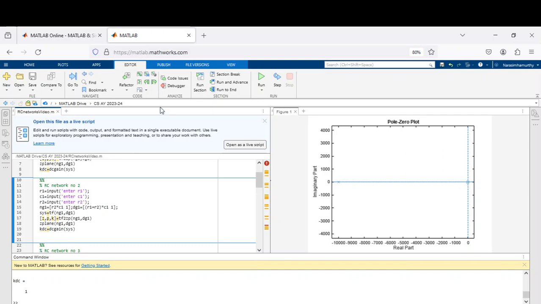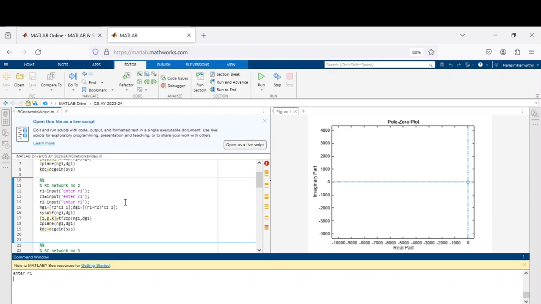So let me just run this now. When I run, I should be giving the values of all the 3 components. Let me run this again. It's asking for the value of R. So in the example we are given it as 1000 as the value of R1. C1 is 1 micro, 1e-6, and R2 is again 1000. This should result in a 0 at minus 1000, pole at minus 500.